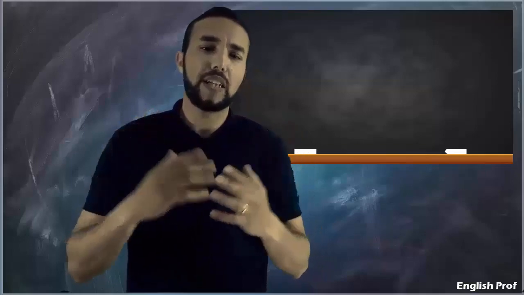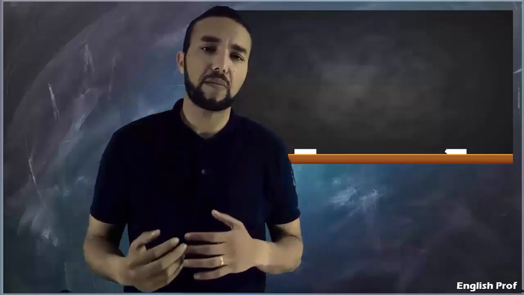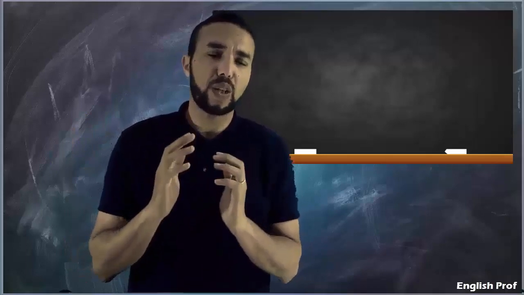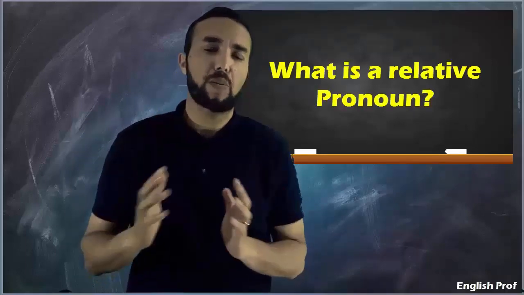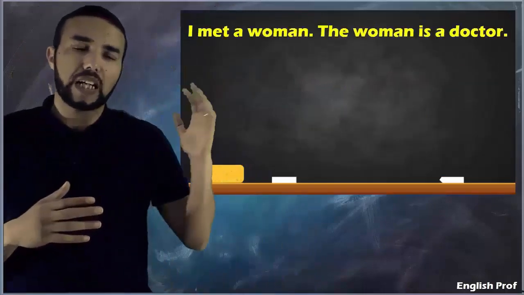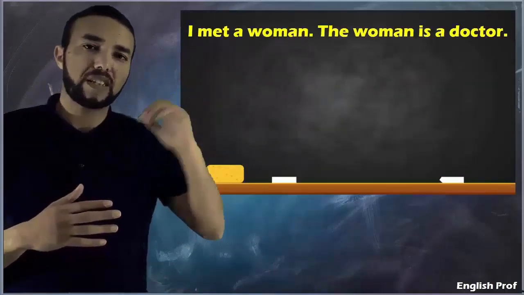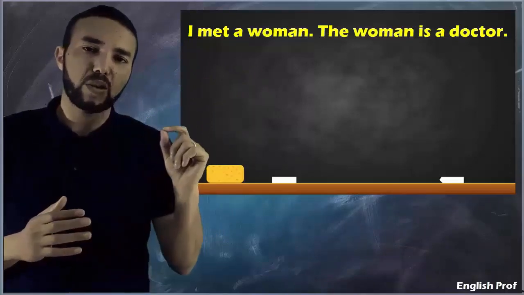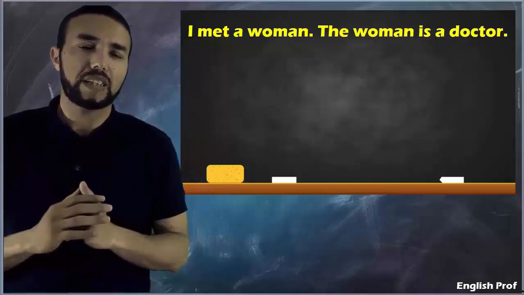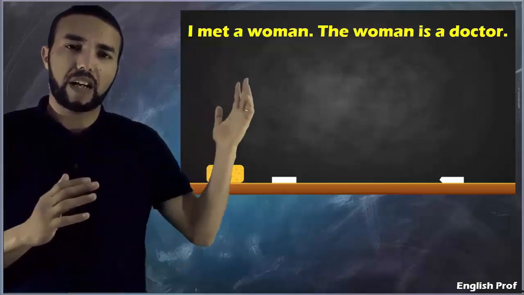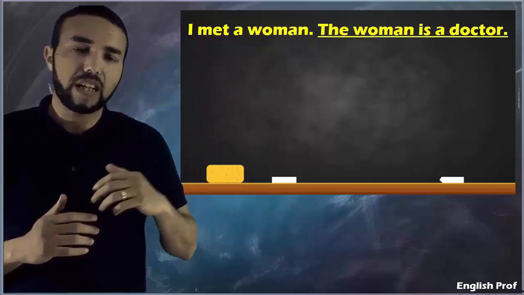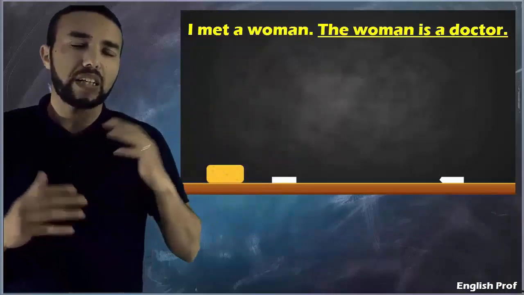Before we go into details and explain each item on its own, I think it's useful to know what a relative pronoun is. Let's take the example on the board. So I have, for example, I met a woman. The woman is a doctor. These are two simple, correct statements. That's the first sentence, and the woman is a doctor.